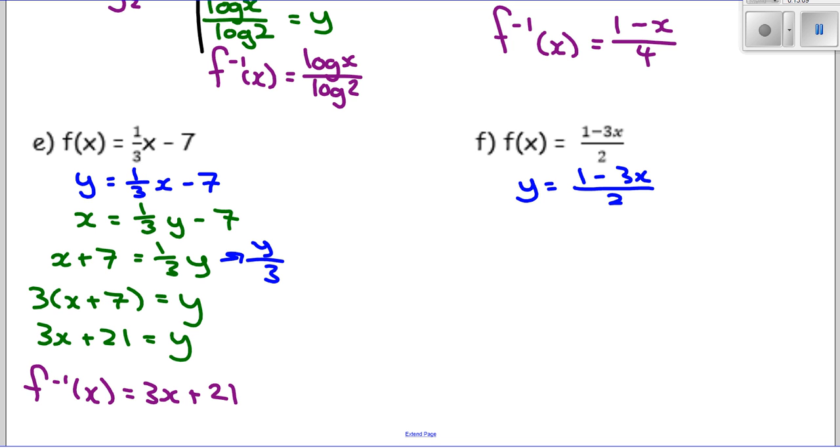I need to swap over this one. So x equals 1 minus 3x over 2. Do we deal with the 1, the 3, or the 2 first? The 2.